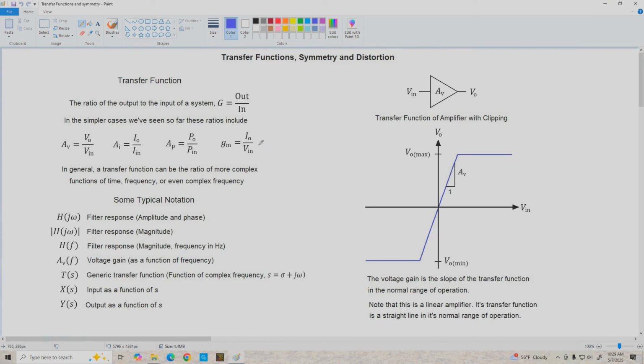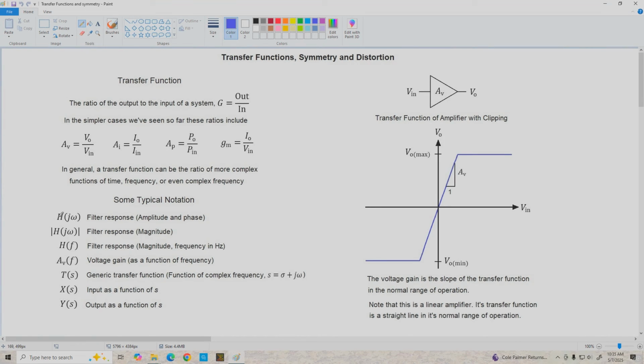But in general, transfer functions can be pretty messy things. They could be ratios of functions of time, functions of frequency, or even functions of complex frequency, which is something we'll talk about in the future. Now, let's just take a look at some notation you're likely to see when you're dealing with transfer functions.